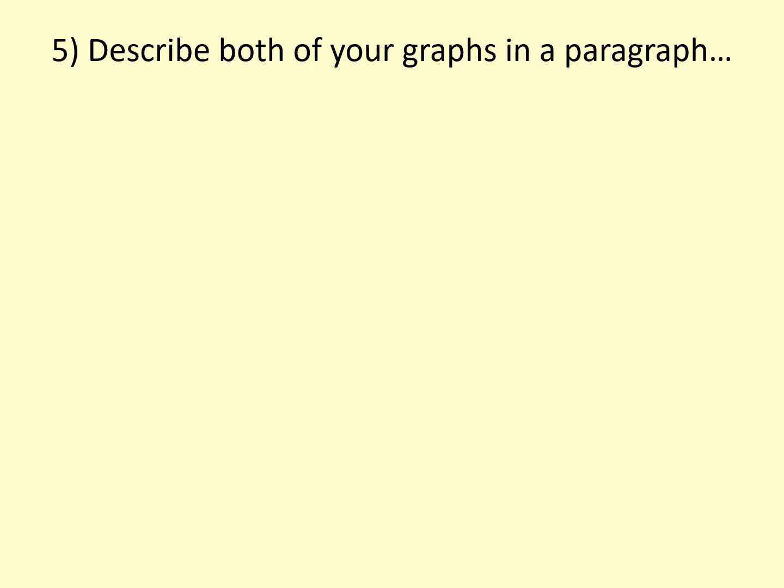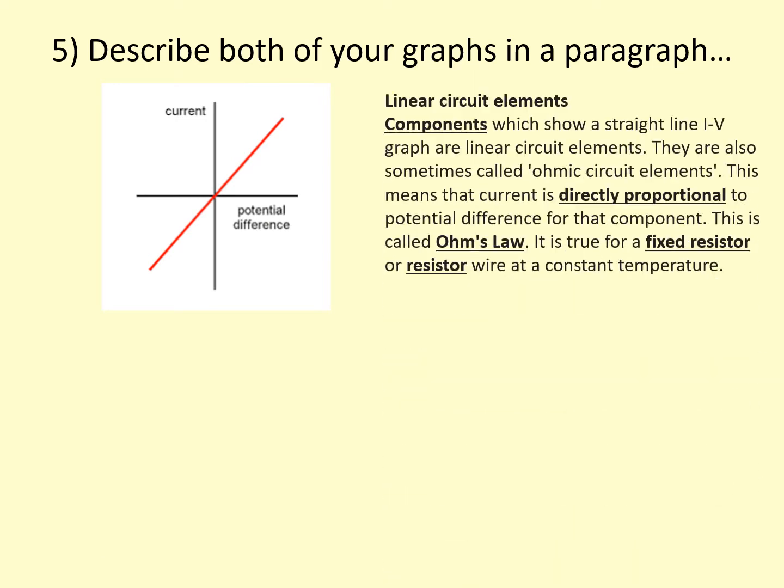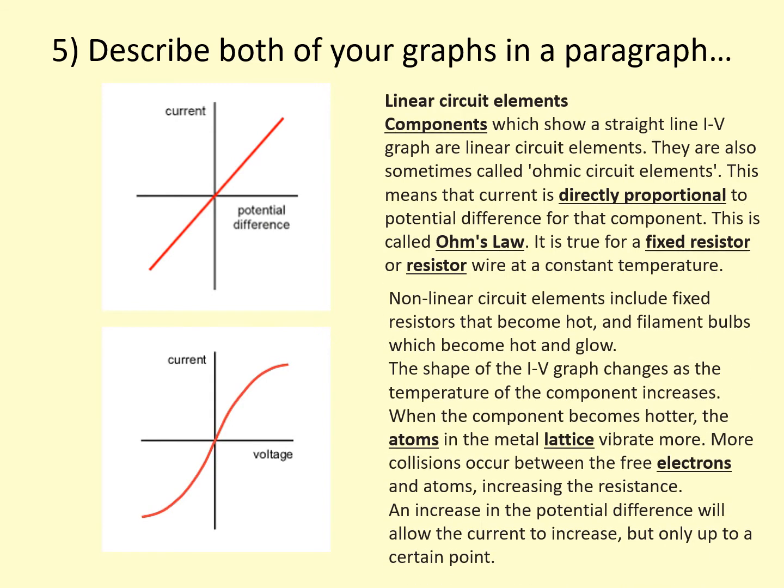Number 5 is a little bit more tricky, and it says to describe both of your graphs in a paragraph. Now I've got what I would define as the perfect explanations in the following slide. These are what our 2 graphs look like. The top one was for the fixed resistor, the bottom one was for the filament lamp. As we've already looked at, the fixed resistor has a constant gradient because the resistance of it never changes, so it has a linear relationship.